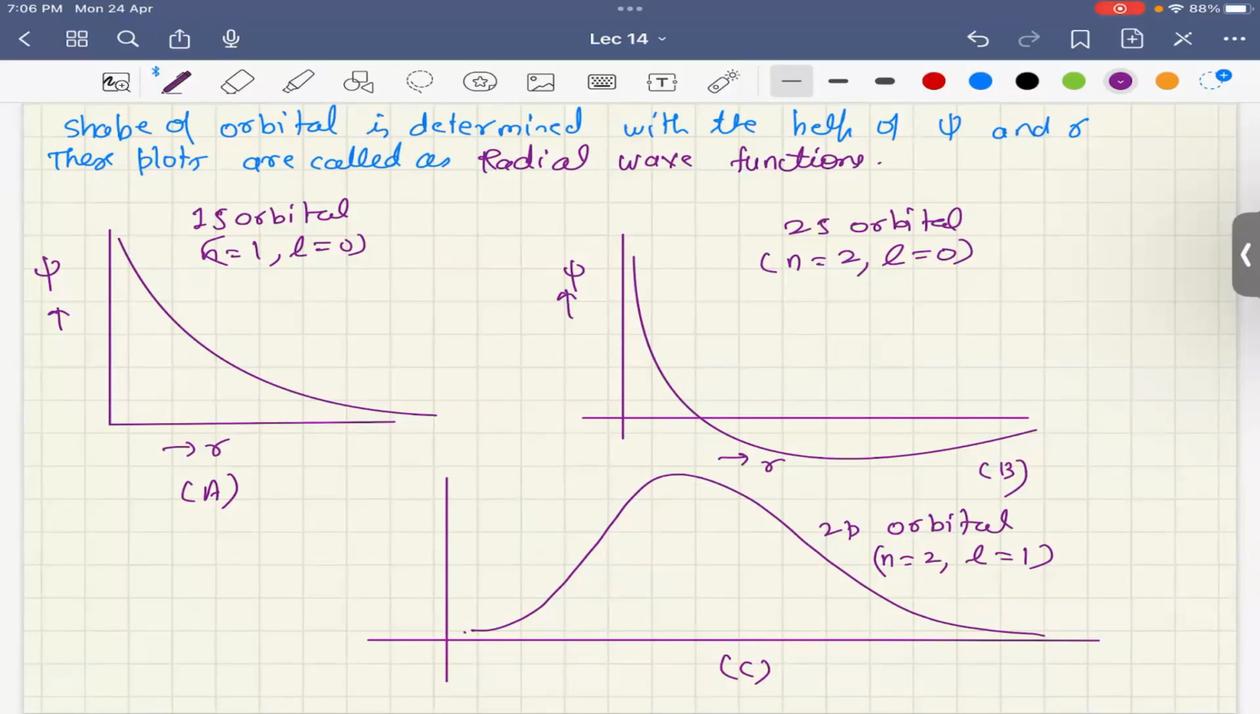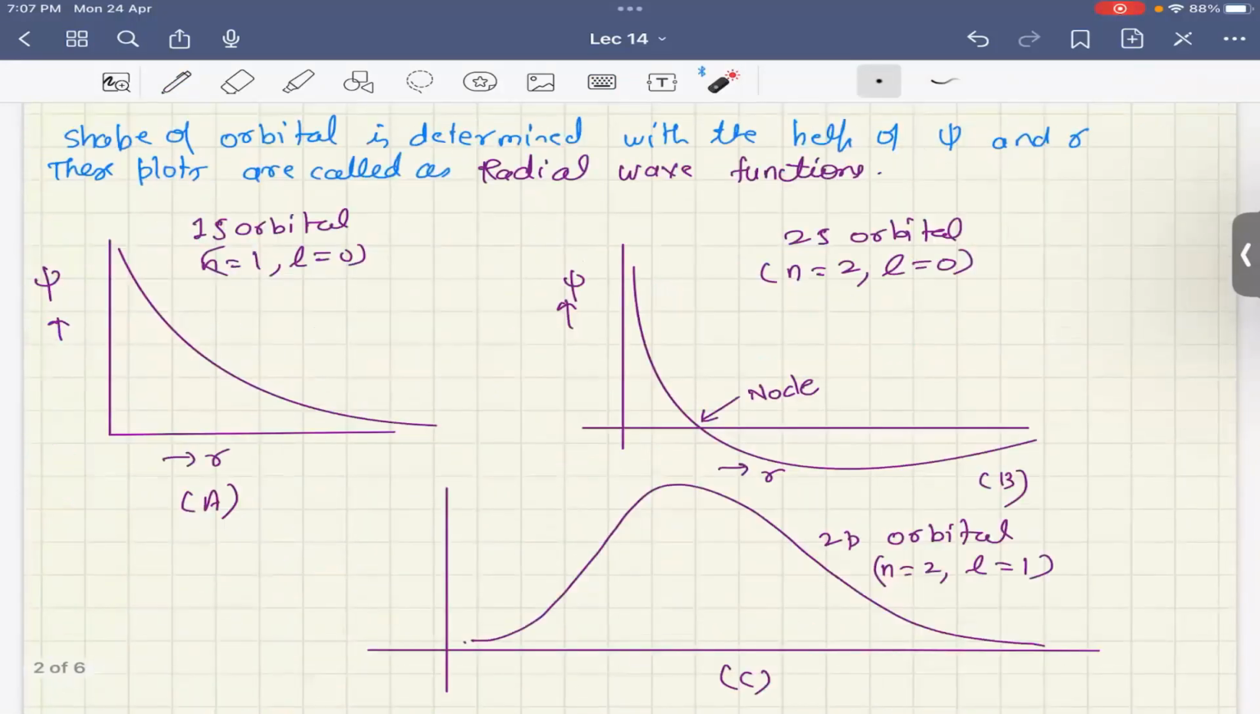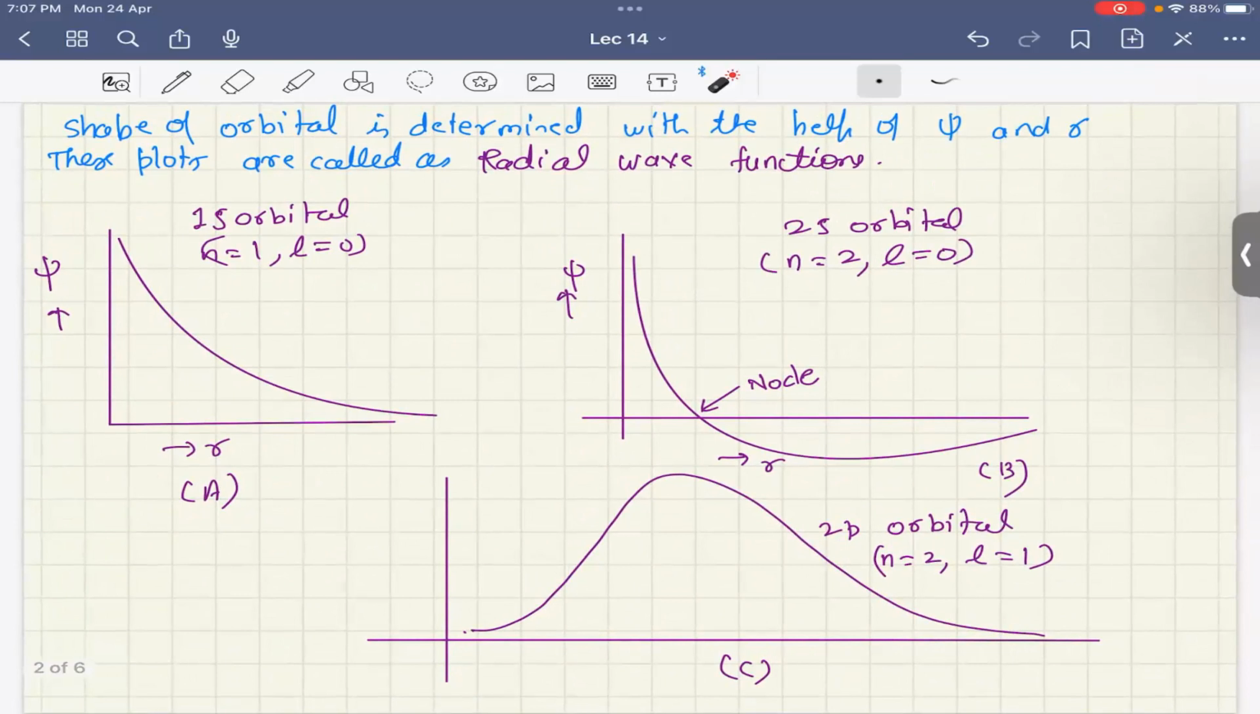It is clear from this figure that the wave function for the 1s orbital continuously decreases with increasing r, whereas for the 2s orbital the wave function increases in the beginning with increasing r, and then becomes zero at a particular distance, and this is called a node. The wave function decreases in the beginning with increasing r, becomes zero at a particular distance and then becomes negative. And the wave function for the 2p orbital first increases to a maximum and then decreases, right?